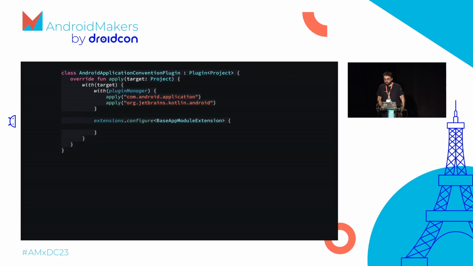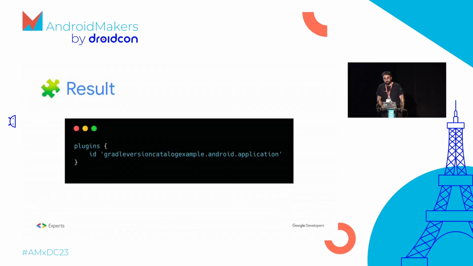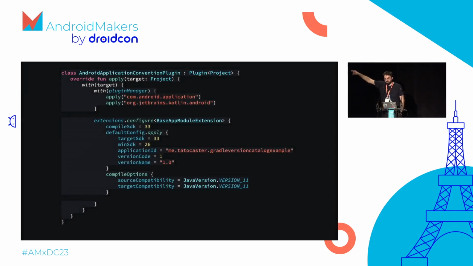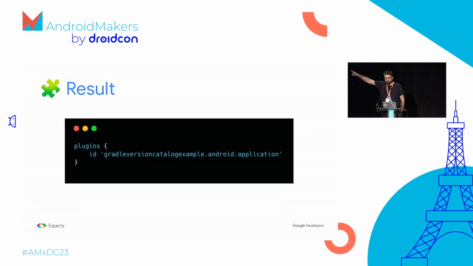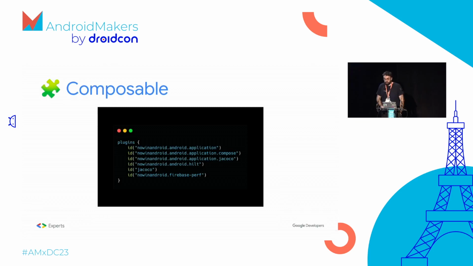Okay, applied. Then maybe we need to configure the compile SDK and the default stuff like the target SDK, min SDK, application ID, version code. Usually people had this in a shared Gradle file and included it in every module, and I've seen lots of terrible pieces of code, so we can fix that. And of course the iconic compile options, source compatibility stuff, and voila. Now we can remove this piece of logic from the modules and just apply one single plugin, the Gradle version catalog example, whatever we call that plugin. That's it. It lives with the rest of the plugins.